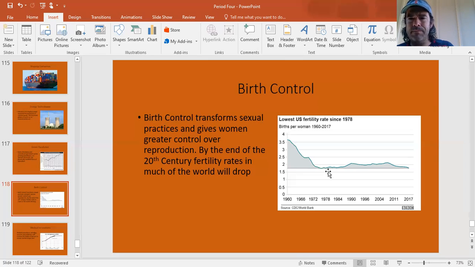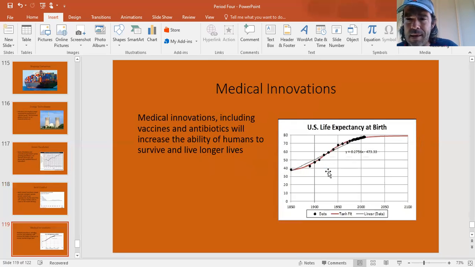So ask this question. If fertility rates are dropping, why does the population grow so much? Yeah, we can feed more people, but if women are having fewer kids, what's happening? And a lot of that has to also do with medical innovations.